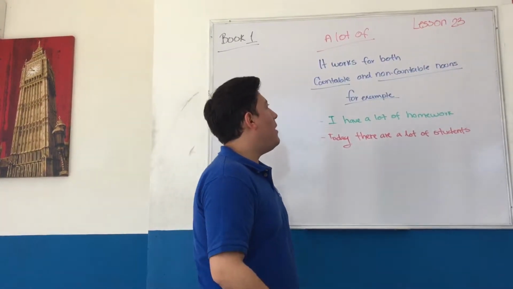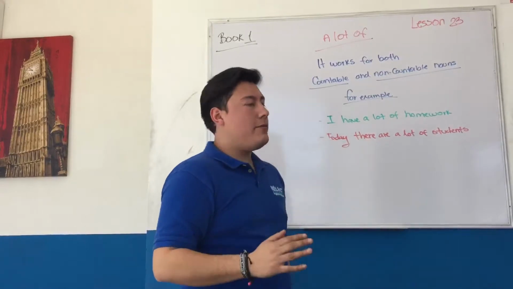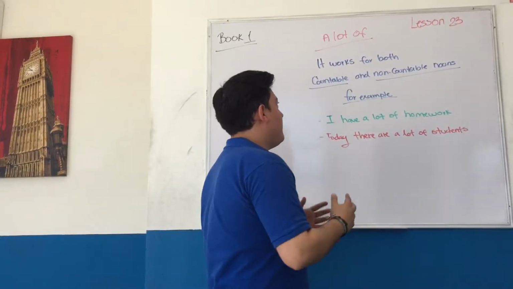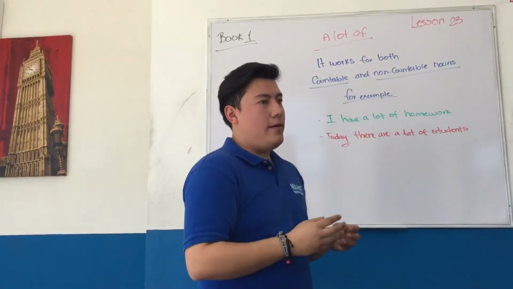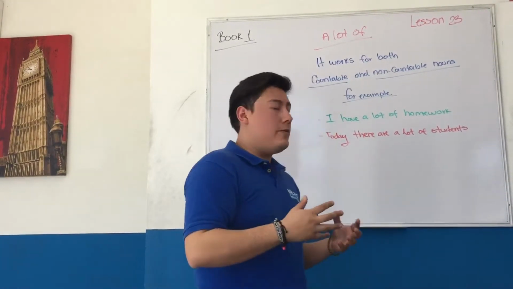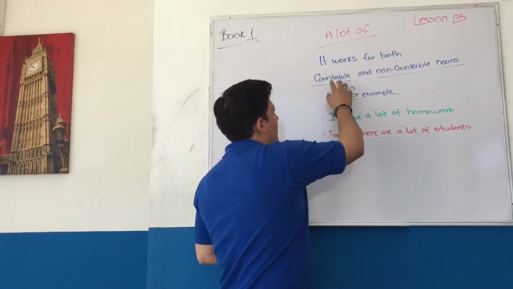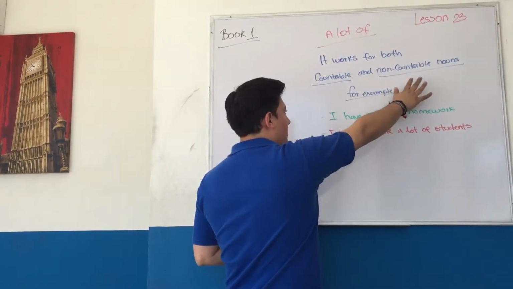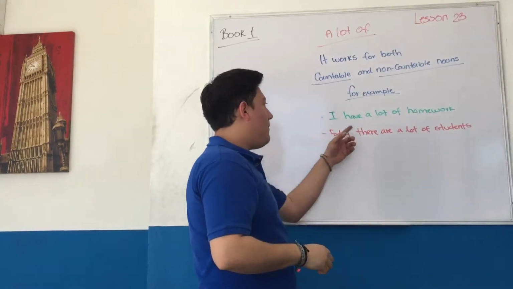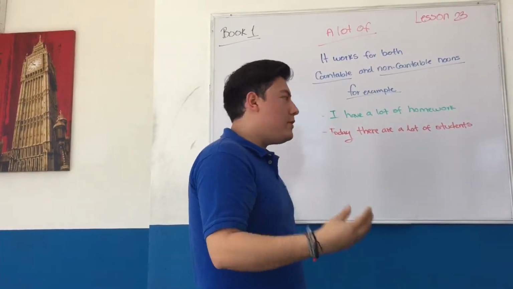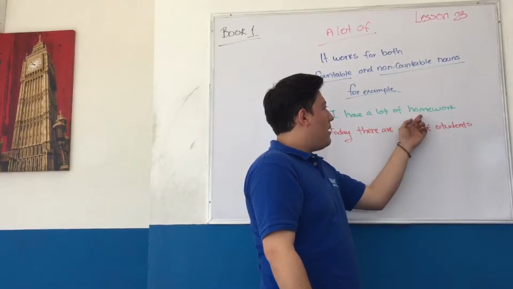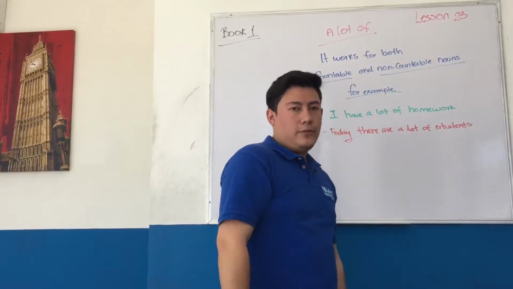Okay, we're going to talk about the use of a lot of. This phrase is used to show that there's so much or so many about something. For example, it works for both countable and uncountable nouns. For example, I have a lot of homework. Today there are a lot of students, so it works for uncountable and countable nouns.